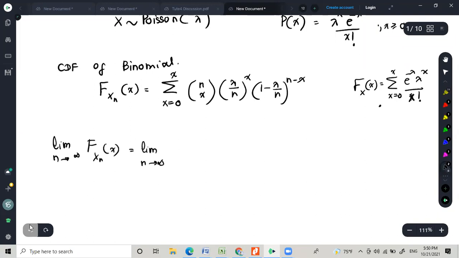Okay, so we write... since we are taking the limit, you can omit this summation anyway. When you take the limit, n goes from 0 up to infinity. So let's write it like this.